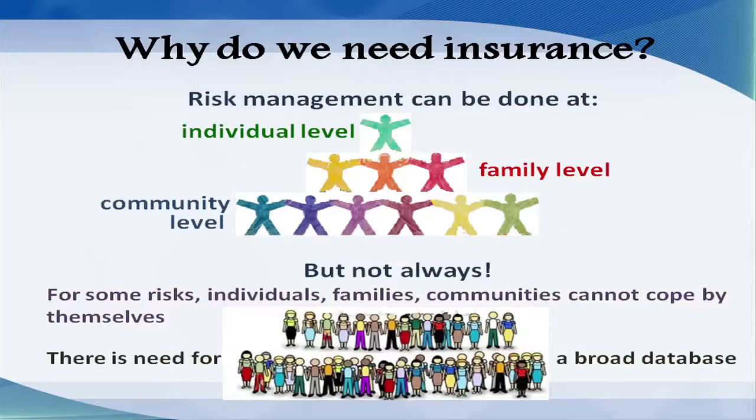To why we need insurance: we've already seen the different types of risk and what risk is. Coming to the different ways of managing risk, of course you can do it yourself, you can depend on your family, and you can depend on your social network or your community, but sometimes that is not enough. Sometimes you need a much larger database, so you probably need a social insurance scheme where you have a lot more members.